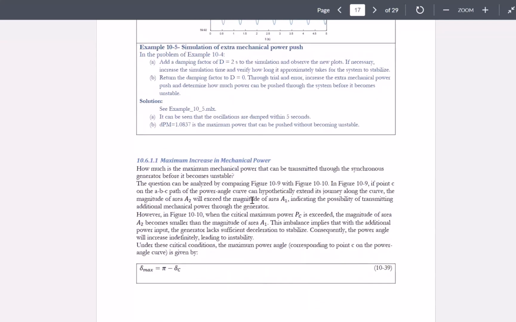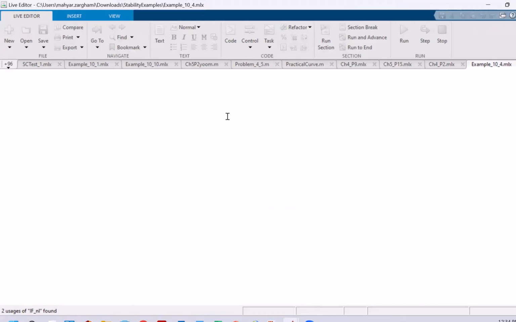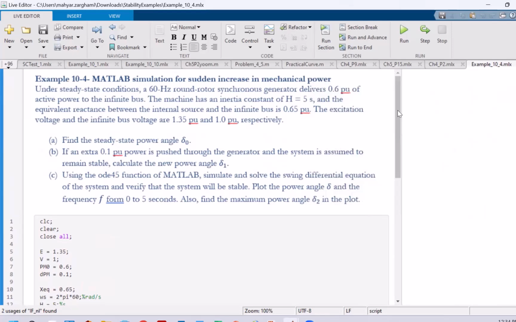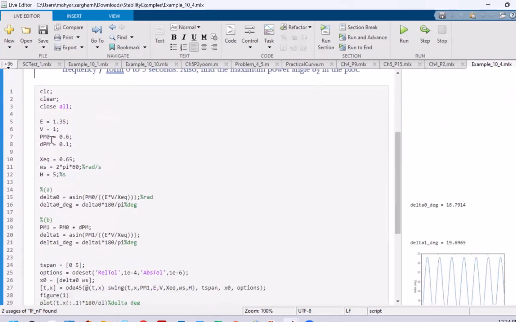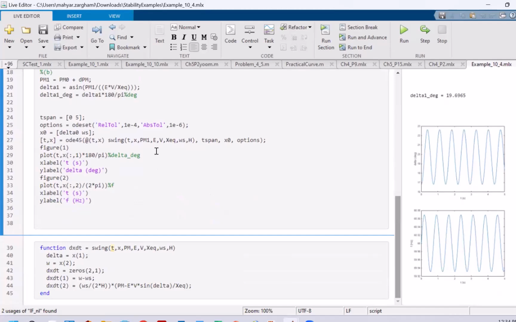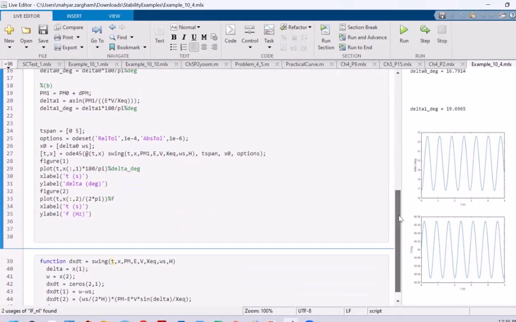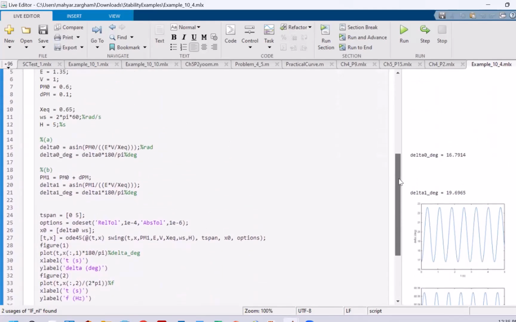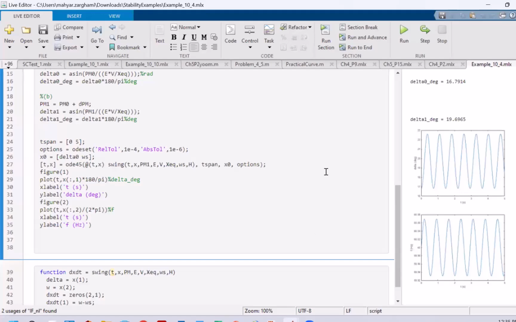And then you can see that the delta PM, or the extra power push, would be 1.837 per unit. So this is example 10.4. These are the E, V, PM0, and delta PM. You can see that under these conditions, where delta PM is equal to 0.1 per unit, your system will remain stable.